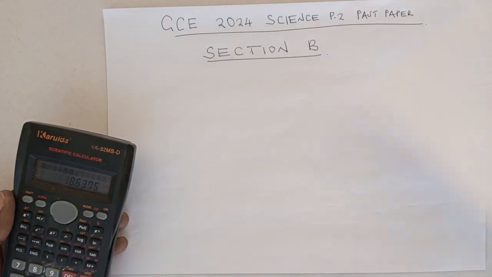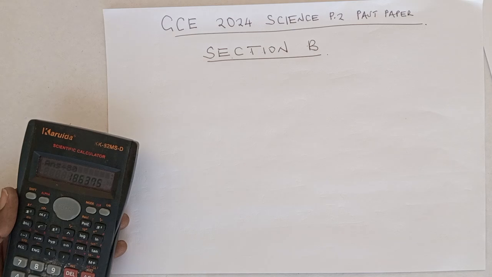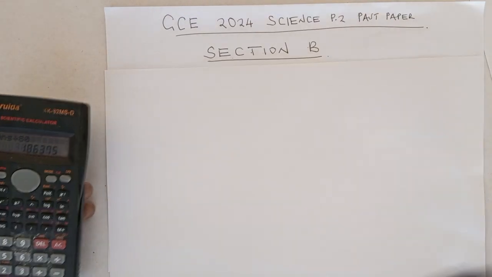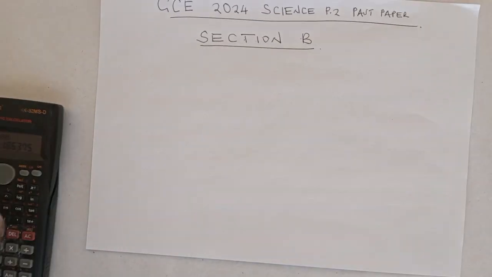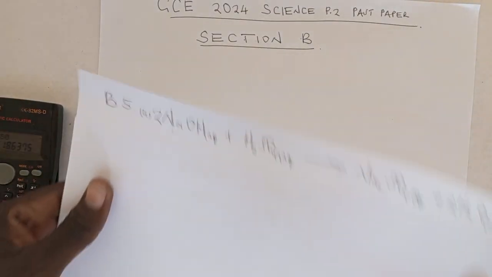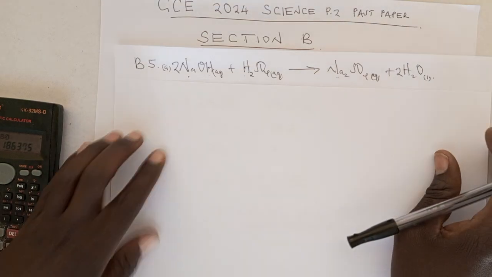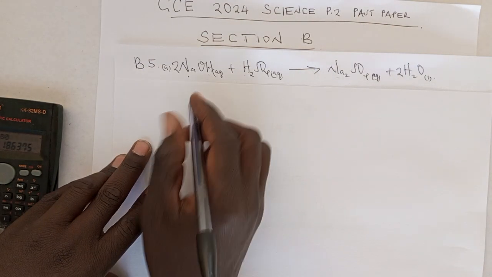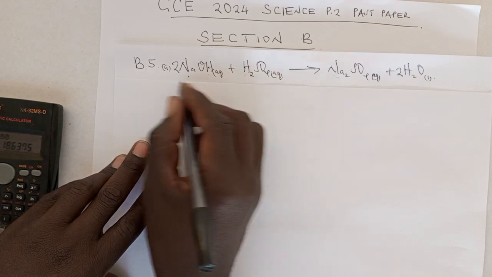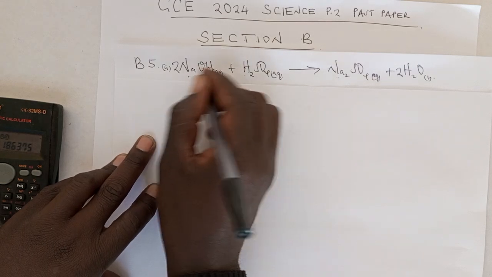But if you want a step-by-step calculation, you can still go ahead and do the calculation. How do you go ahead and do the calculation? So from the balanced chemical equation, you find the moles of sodium sulfate. Sodium hydroxide.